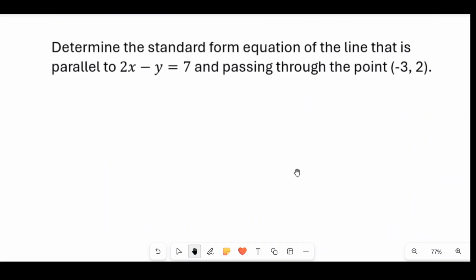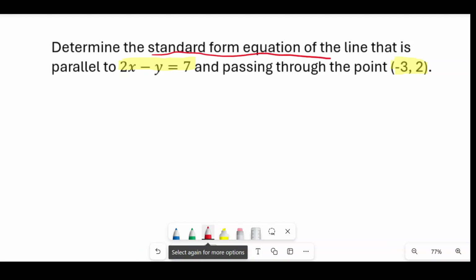It says, determine the standard form equation of the line that is parallel to 2x minus y equals 7 and passing through the point -3, 2. So we are looking for the standard form equation of a line. And we know that the standard form equation of a line looks like this: ax plus by plus c equals 0.